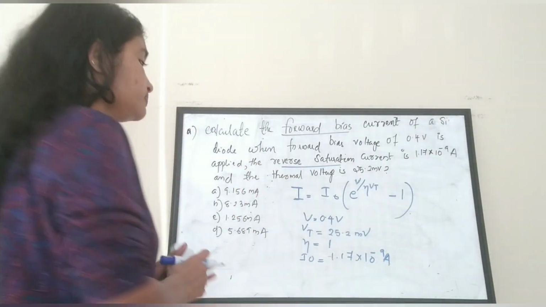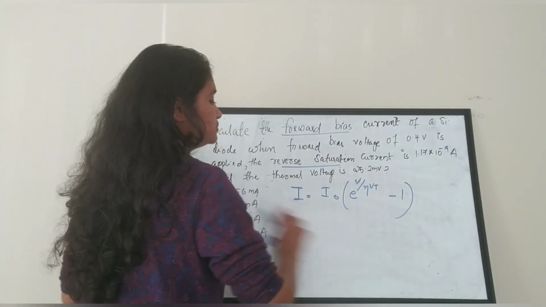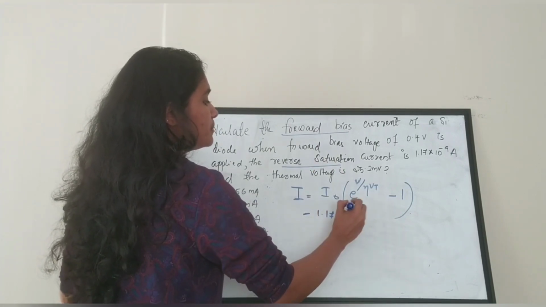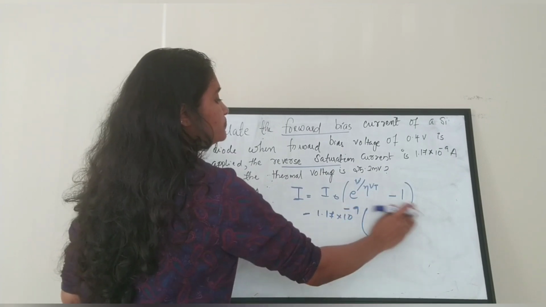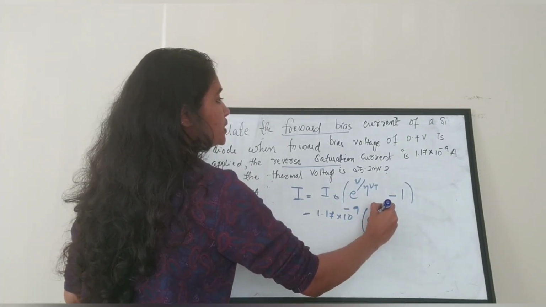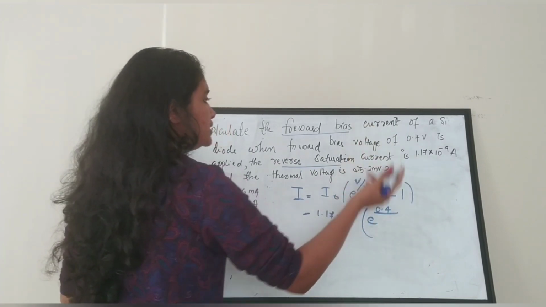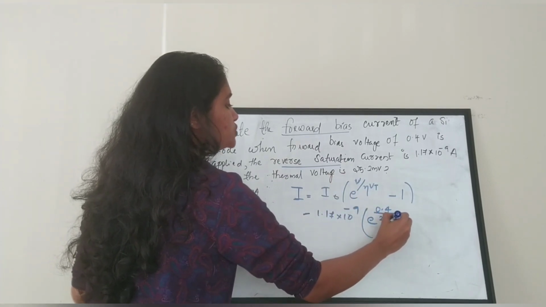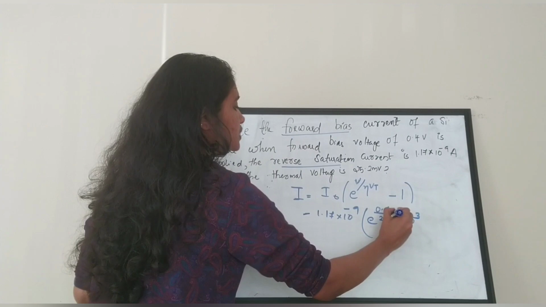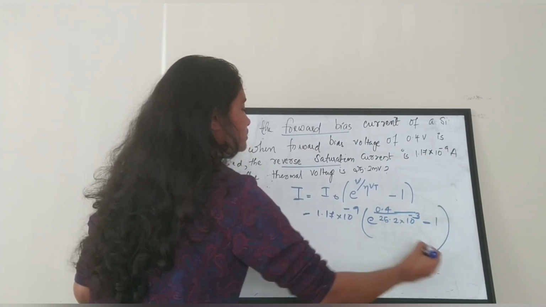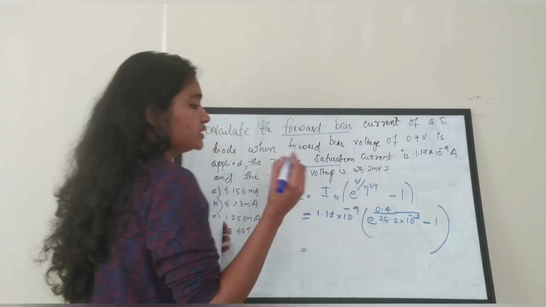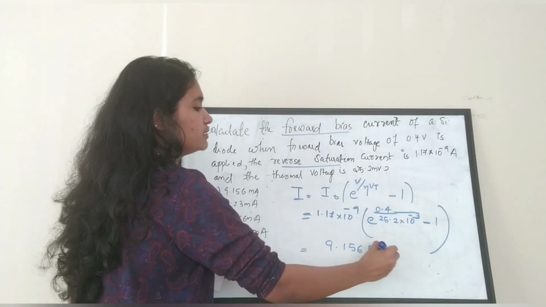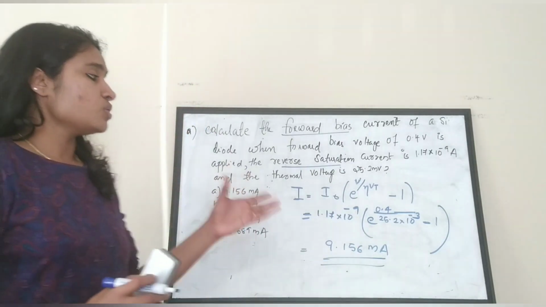To substitute the values, I'm going to substitute the values here. That is 1.17 into 10 raised to minus 9 into e raised to 0.4 by eta, which is 1, so ignore it. Then Vt is 25.2 into 10 raised to minus 3, minus 1, right? So if you solve it, you will get the answer as option A, that is 9.156 milliampere. So this is how you have to solve this question.